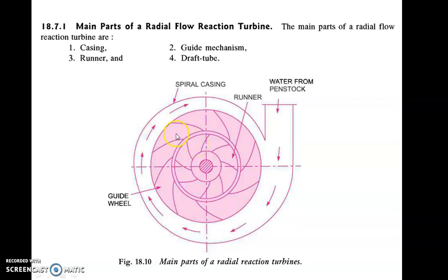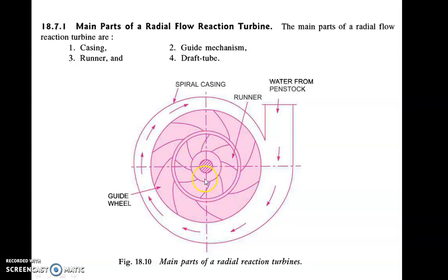So that the water will not directly strike the runner wheel, and there will be no damage to the runner wheel. Guide vanes are guiding the water smoothly at a particular angle to the runner vanes. That is the function of guide vanes. Then water enters into the runner wheel, and this is the runner.